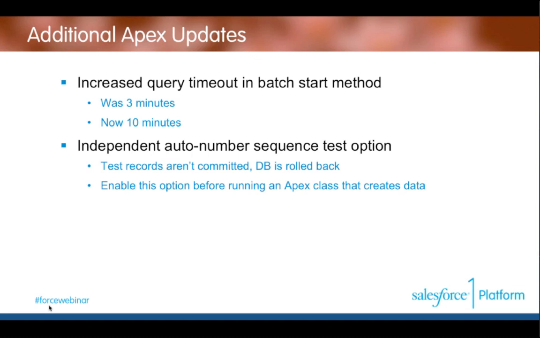So basically, if you have an auto number field, it increments every time a record's created. And when you would run test data, that incrementation would still happen even when the test data was removed, so you could end up with gaps in your incremented auto numbers. So this really helps give you a clean slate once your tests are done running. Exactly.